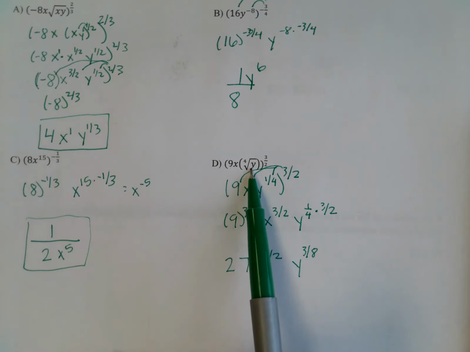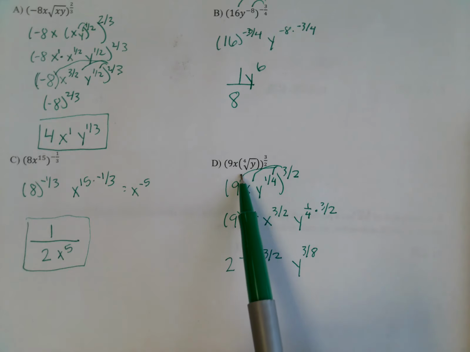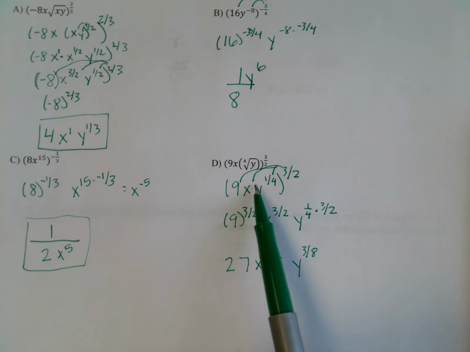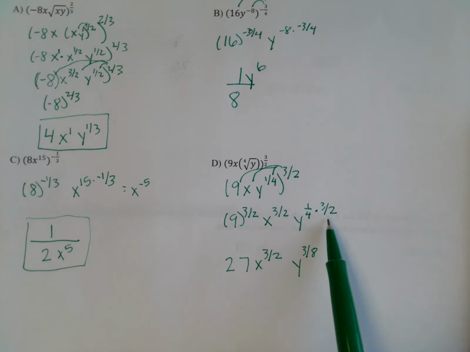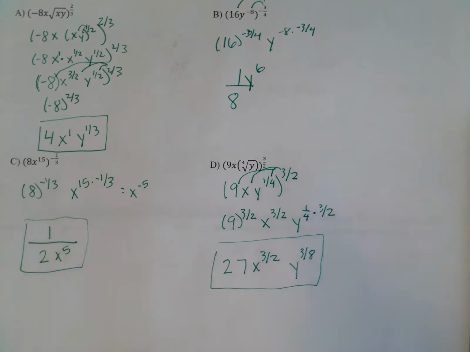Here, my first step was to rewrite this as the 1/4 power. Now you have a power to a power, so you multiply. So this, if I put that in my calculator, I get 27. Here, if I do 1 times 3/2, that's just 3/2. Here I do 1/4 times 3/2, that's 3/8. So those are my two last answers.